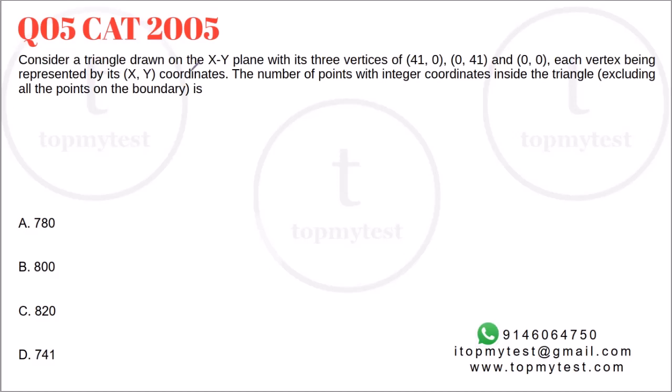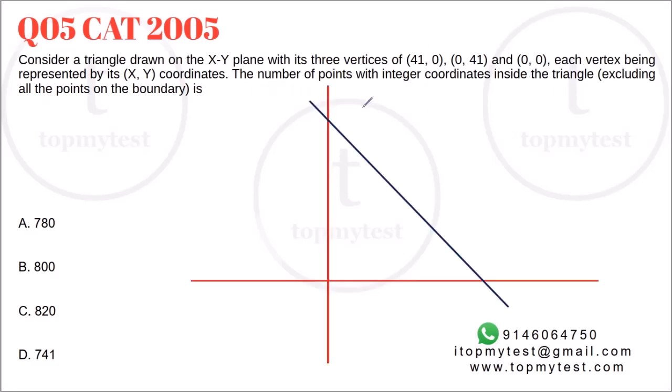Consider a triangle drawn on the xy plane with 3 vertices, (41, 0), (0, 41) and (0, 0). Each vertex is represented by its xy coordinates. The number of points with integer coordinates inside the triangle, excluding all the points on the boundary, is how much? Okay, so you have a triangle where you have (0, 41), (41, 0) and (0, 0).